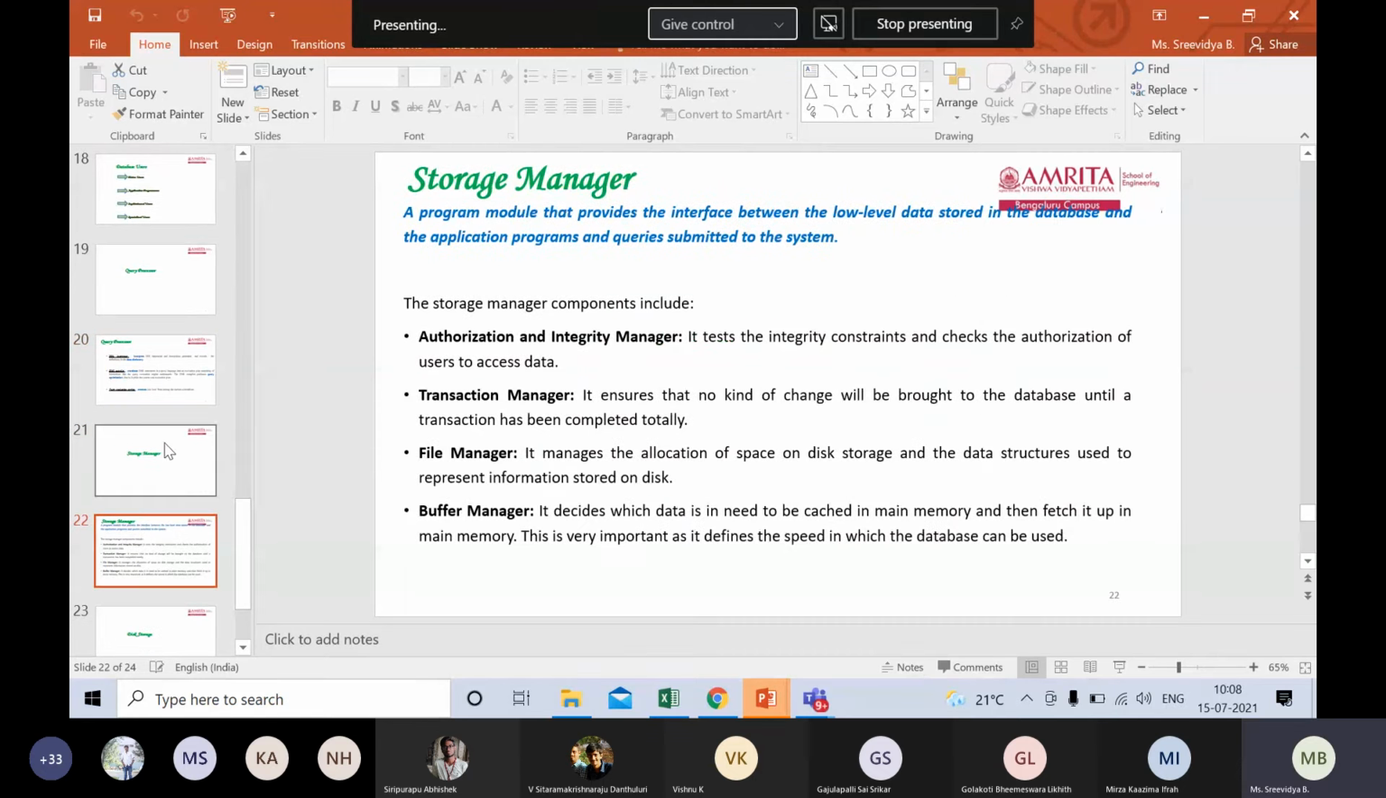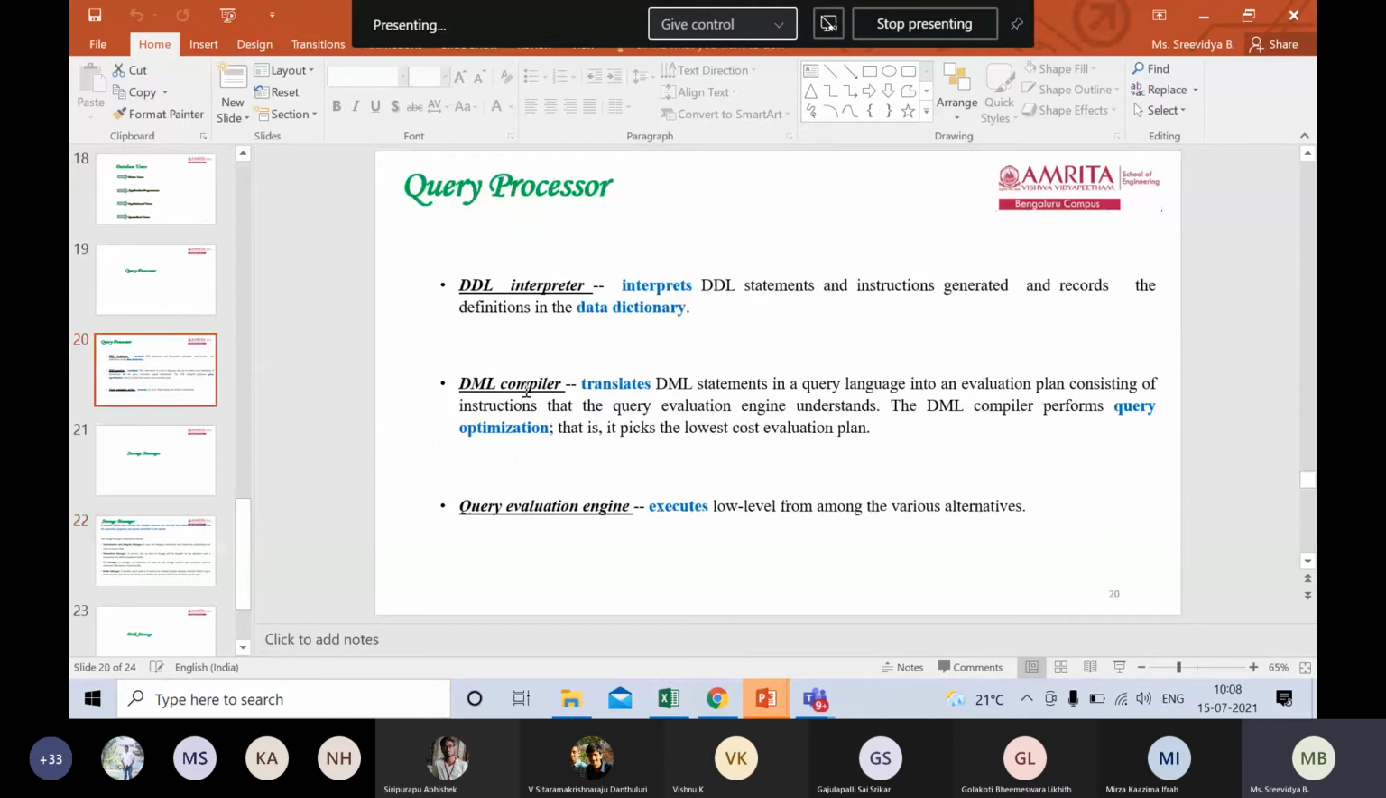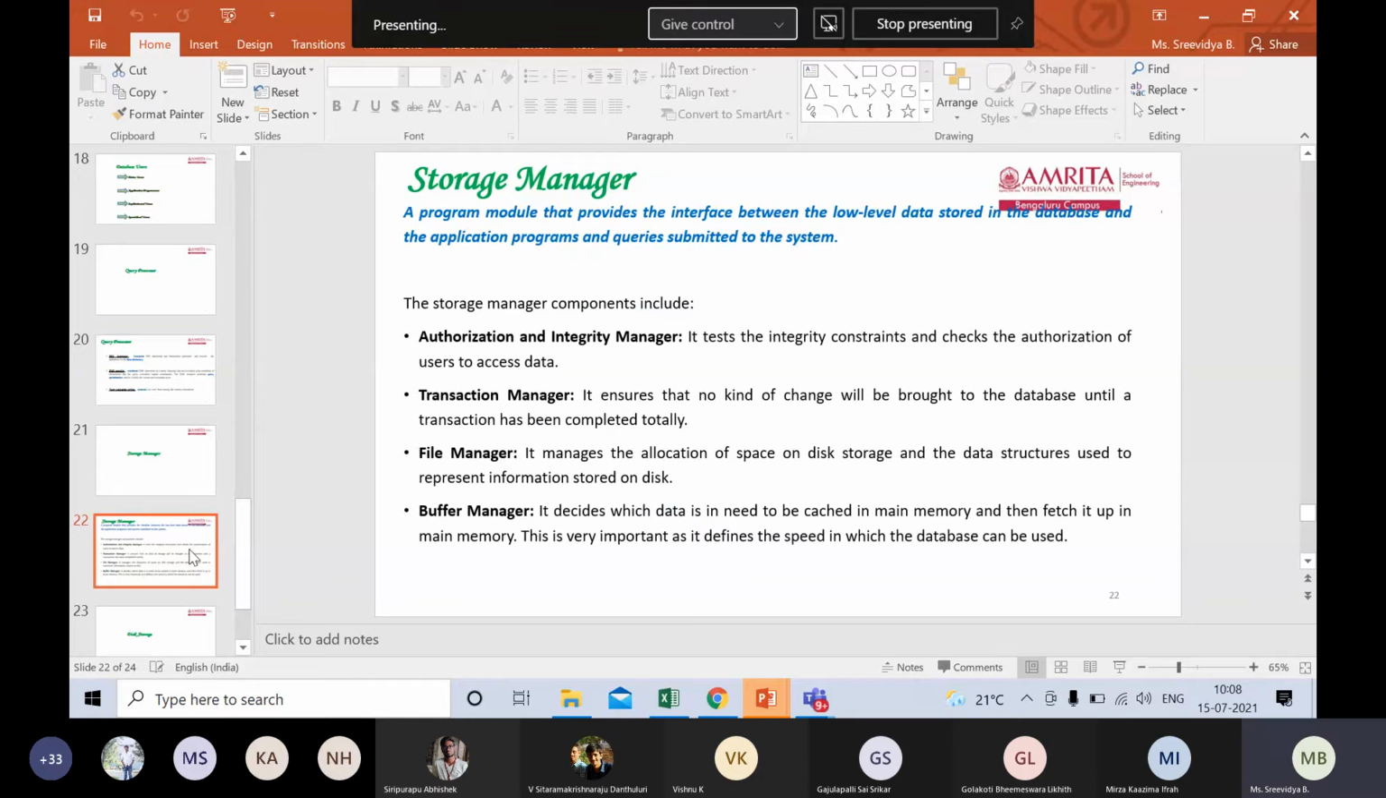Then coming, so those are the three things: interpreter, compiler, and query evaluation engine. And then coming to the storage manager.